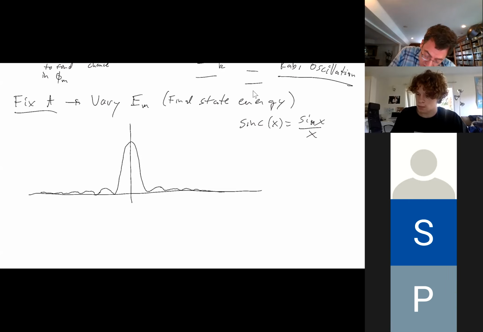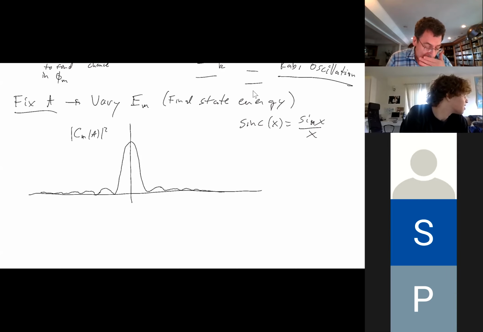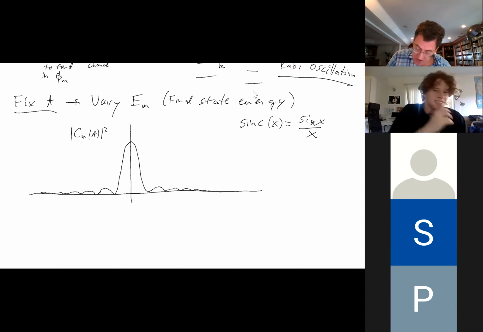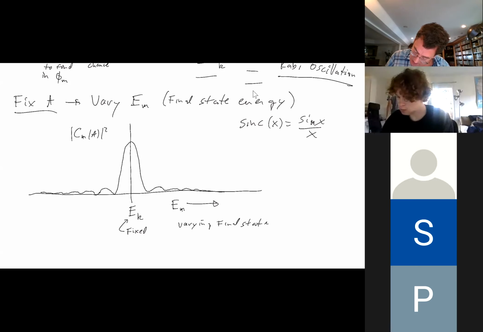So this is Cm of t squared. There's nothing tricky here, I just plotted that function, but there's something important that I want you to see. This is Ek, and I'm plotting the final energy. So this is fixed. The initial state is fixed, and we're varying the final state energy.